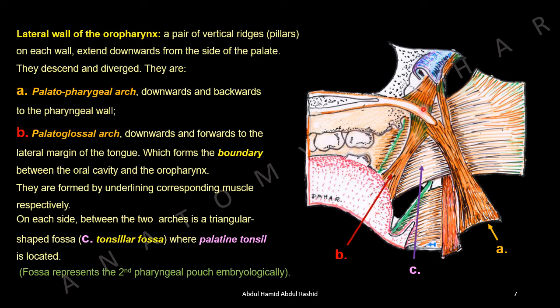From the soft palate, we have two muscles coming down. You can see here, this is palatopharyngeus muscle going backwards. This is palatoglossus muscle going forward and attached to the side of the tongue.